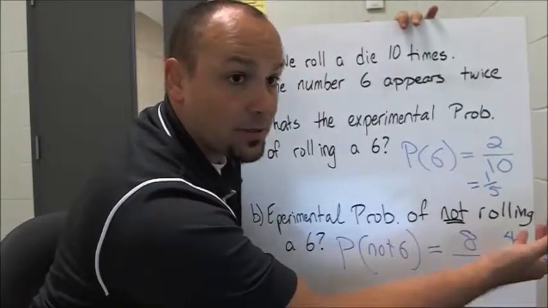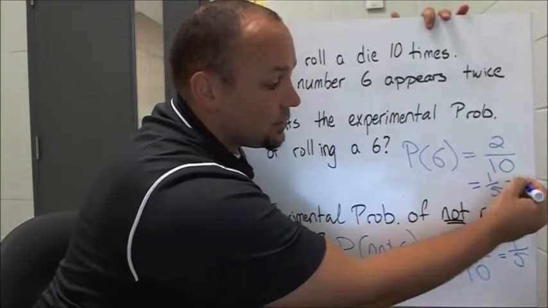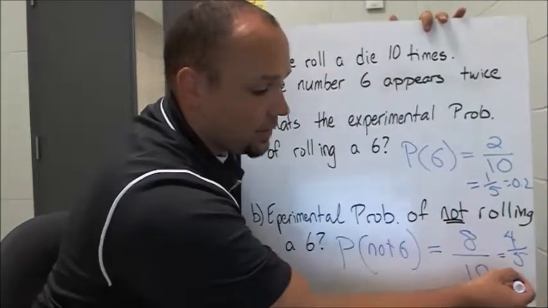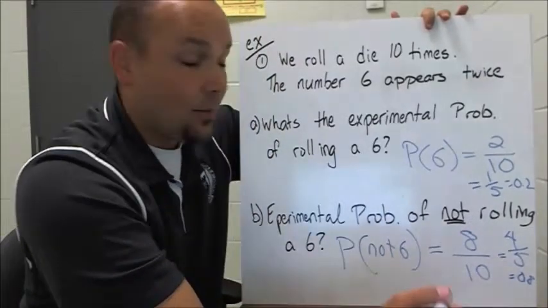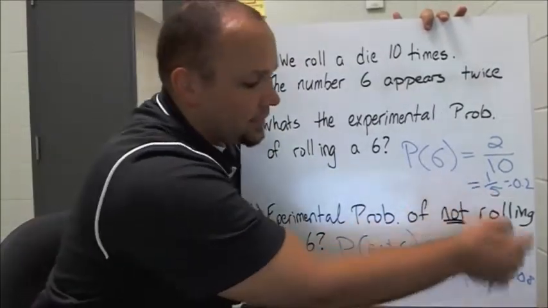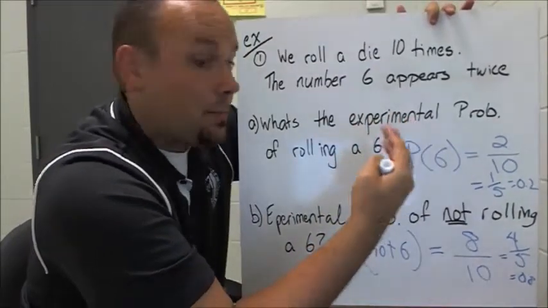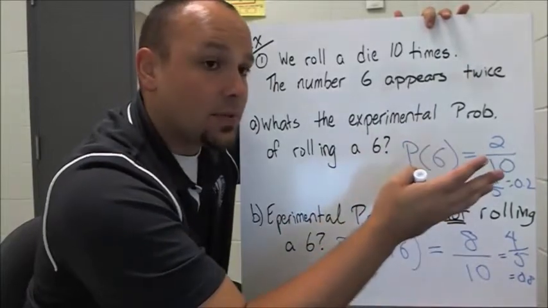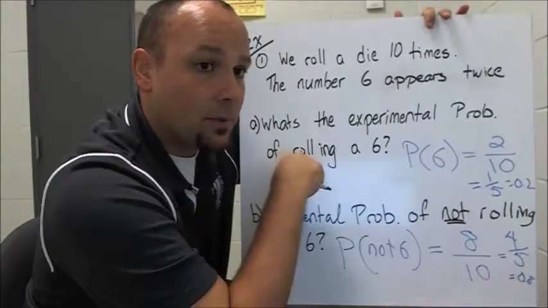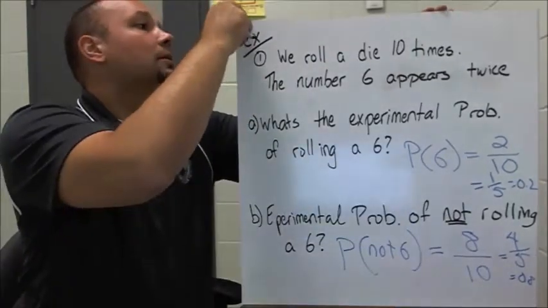Or you can just put that in your calculator. You can put 2/10 in your calculator and tell me that the answer is 0.2. That's fine as well. And here your answer would be 0.8. Okay? That's fine. I want you to notice something though. See how these two add up to 1? That's because I know that I'm either going to roll a 6 or I'm not going to roll a 6. That's 100%. That's why those two add up to 1. Okay? Let's look at one more example.